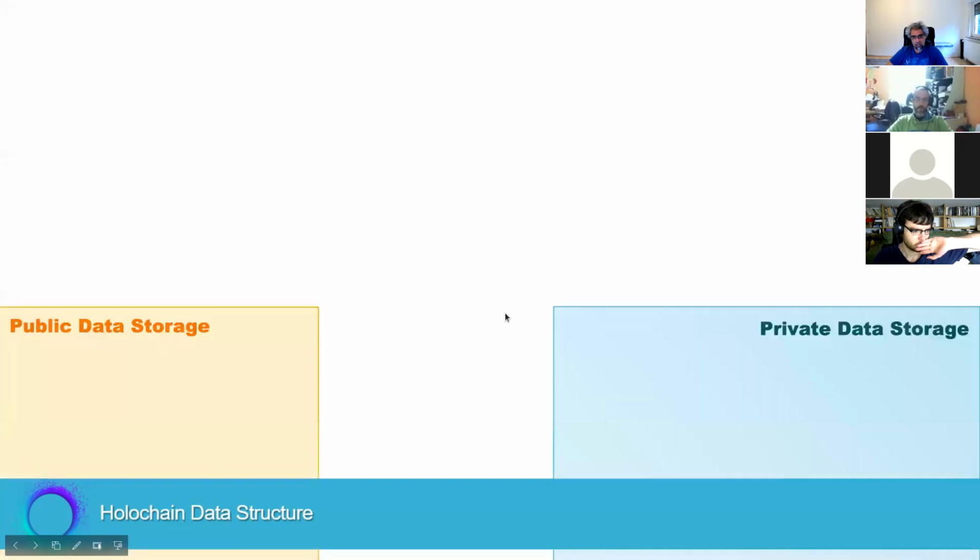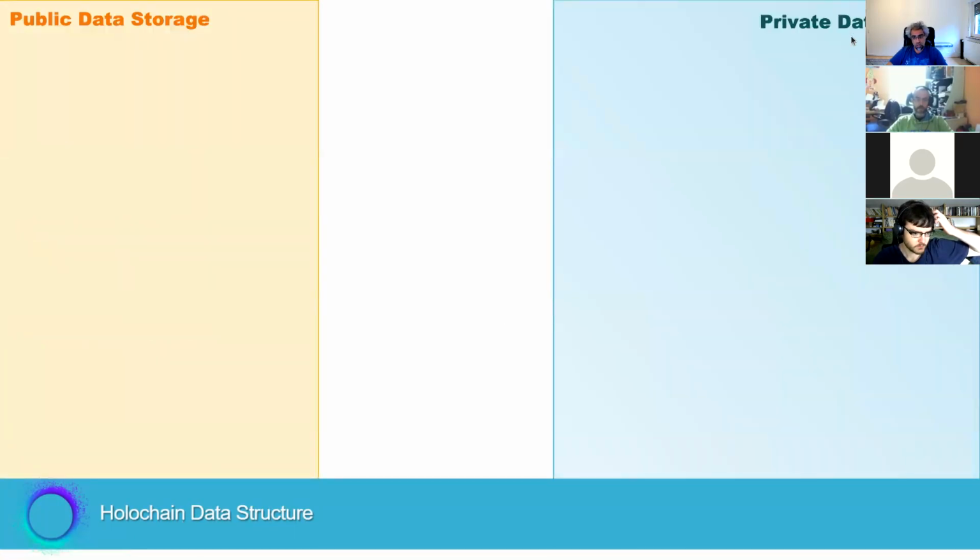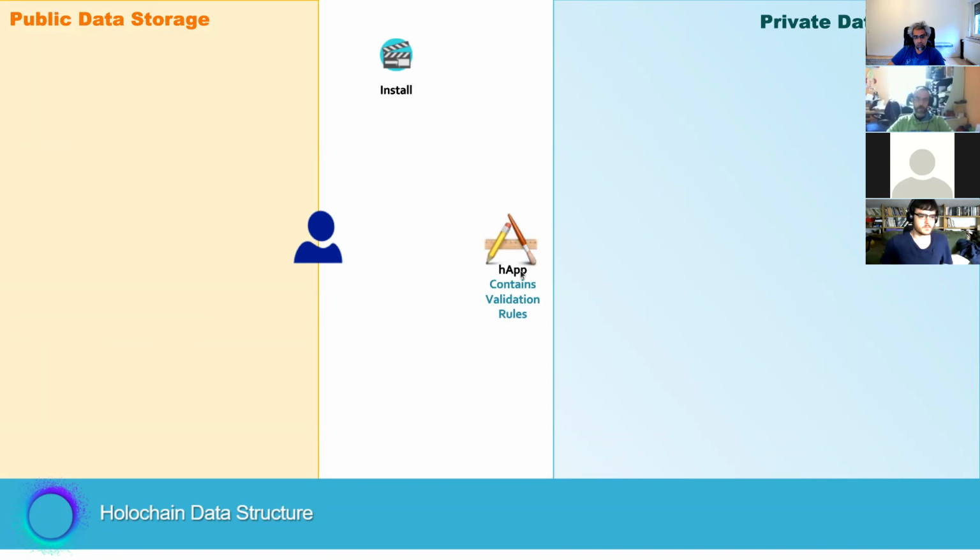Generally, the Holochain data structure gives you the opportunity to have private data and public data. It means we have a private data storage and a public data storage. So just imagine it is you and you are going to install one Holochain application. We call it a hApp. Any Holochain application has its own set of rules, business rules, and conditions that are implemented by developers. For the first version, just imagine you are going to install that app on your device, any device: mobile, tablet, PC, anything.